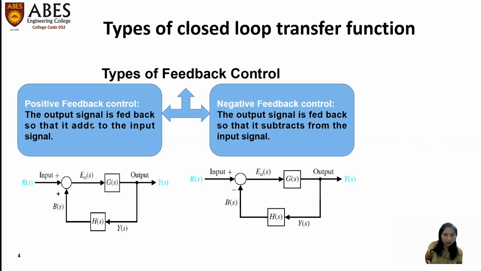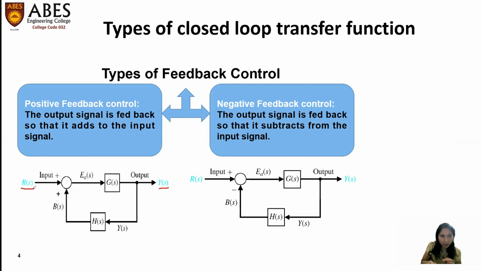Again, from this diagram, I can explain it to you. This is the closed loop system, the standard representation of the closed loop system as a block diagram, right? Here, G(S) is the forward path gain. Here, H(S) is the feedback path gain. Input we are representing here by R(S), and output by Y(S).